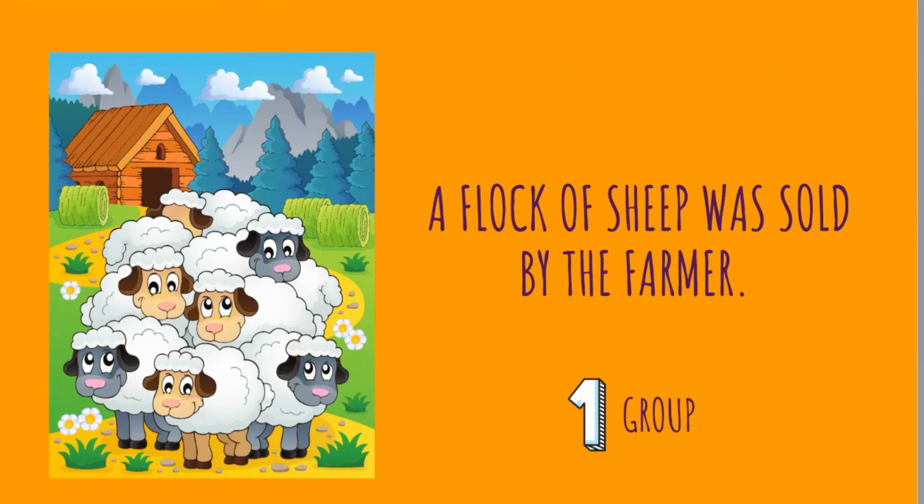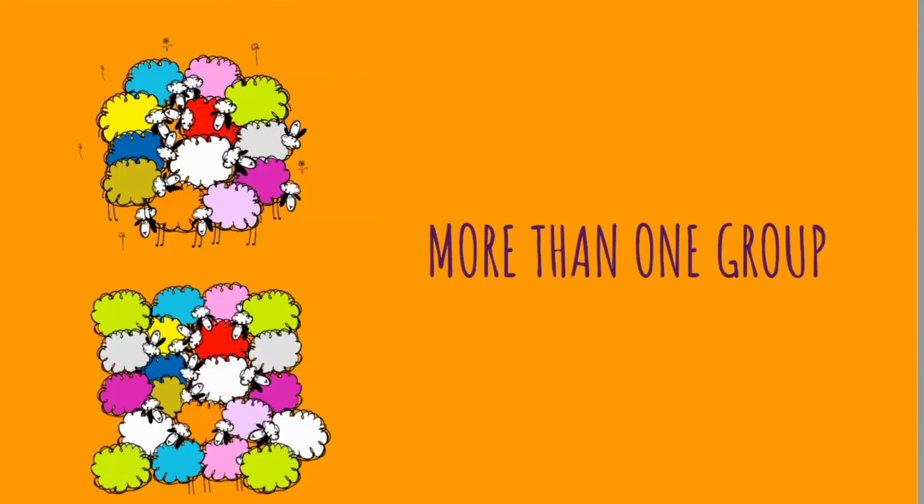Here's another example of a collective noun being used. A flock of sheep was, one group. It's one group of sheep. Whereas in this picture, we can clearly see more than one group, more than one flock of sheep.